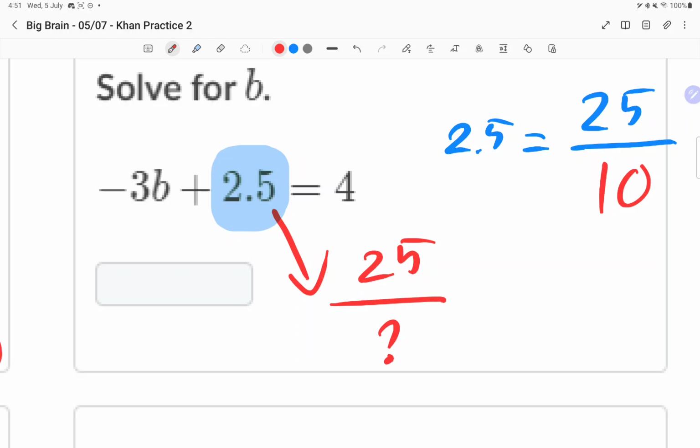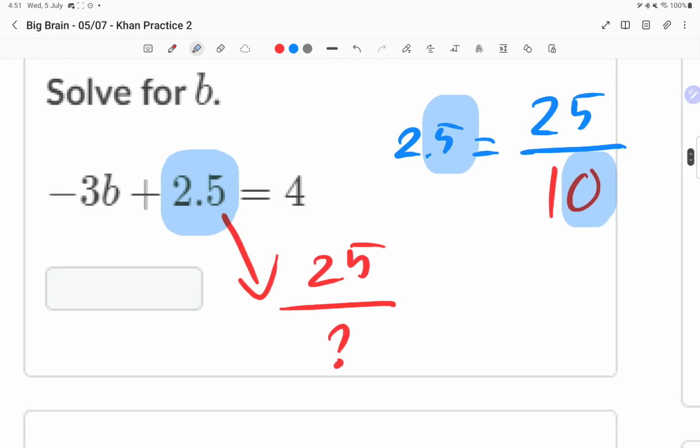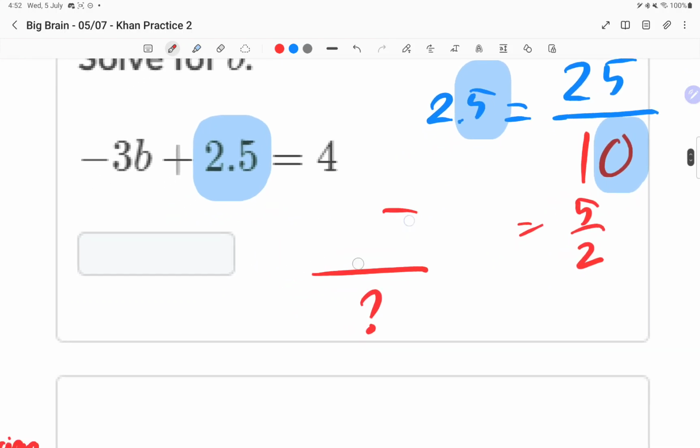The answer is because there is one decimal. Yeah, one decimal digit, and that literally corresponds to how many zeros. Right? So when you get to this point, you might want to simplify that first. So 25 over 10, you divide top and bottom by 5, would be 5 over 2.